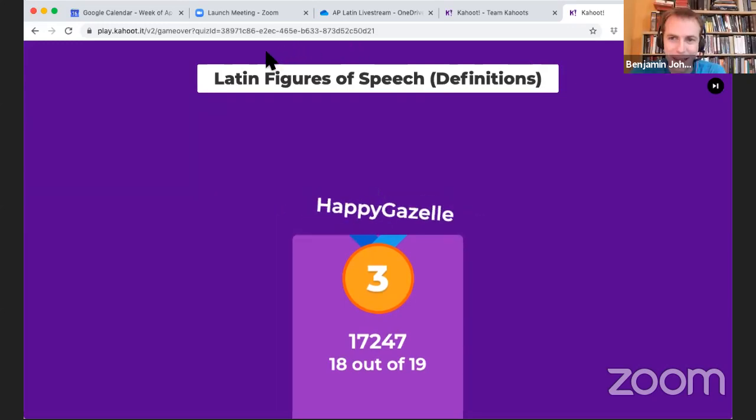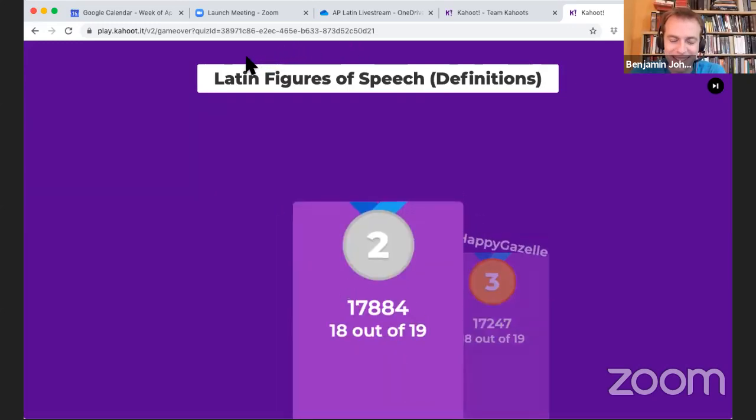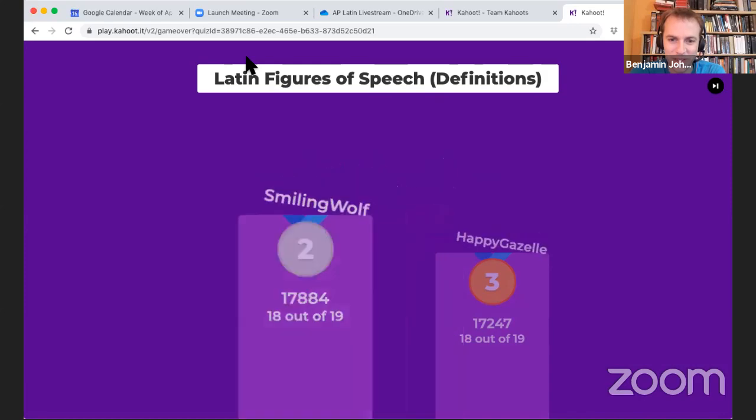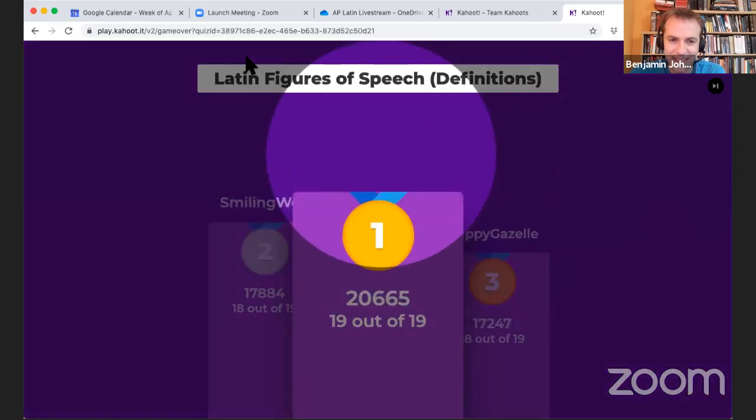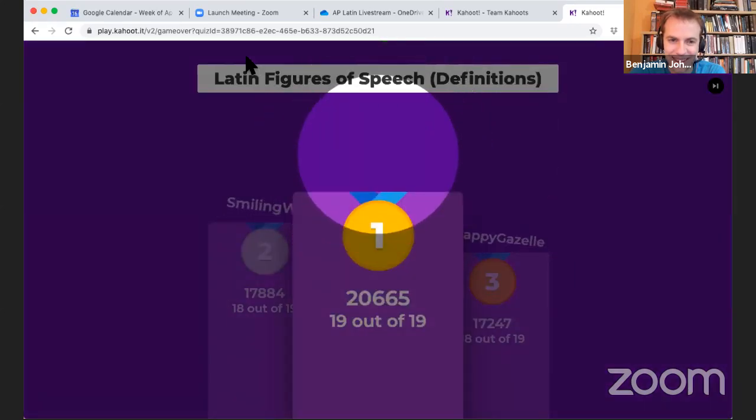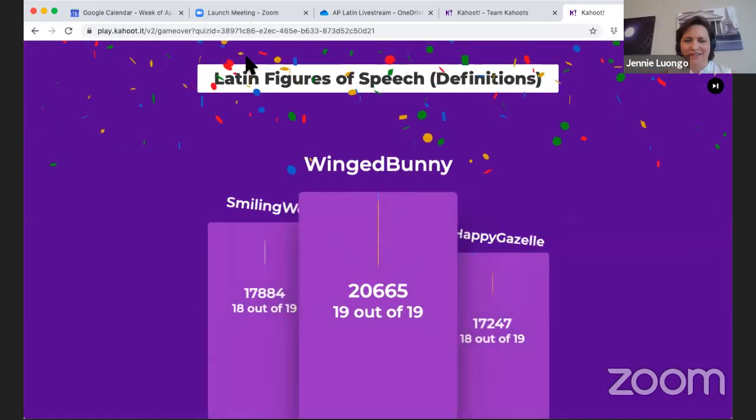3rd place, Happy Gazelle. I know. 2nd place, Smiling Wolf. 1st place, Winged Bunny, not the Johnson children. They did not make it. No, too bad. They might have been 4th or 5th. I don't know. We'll see. Okay, give me a second here.